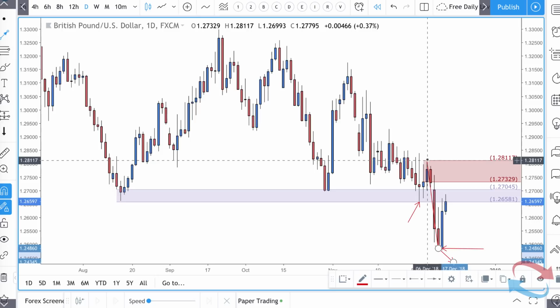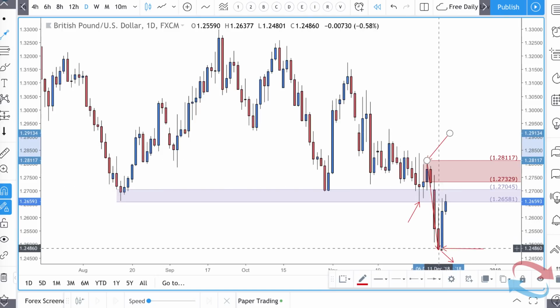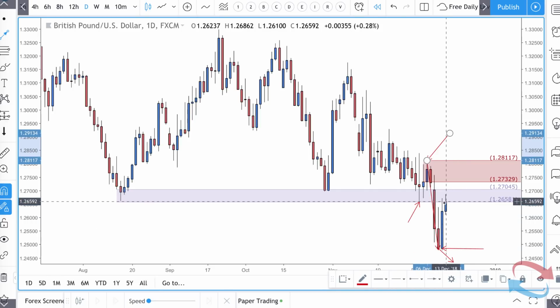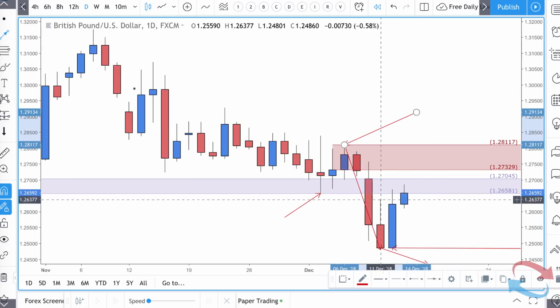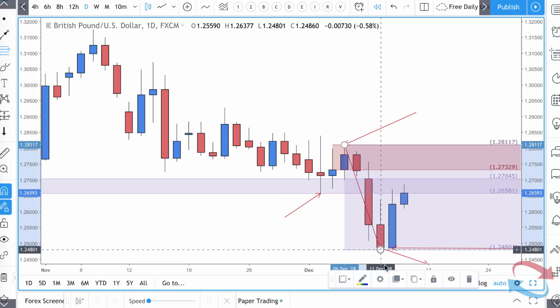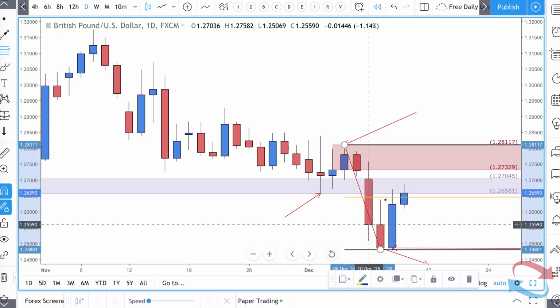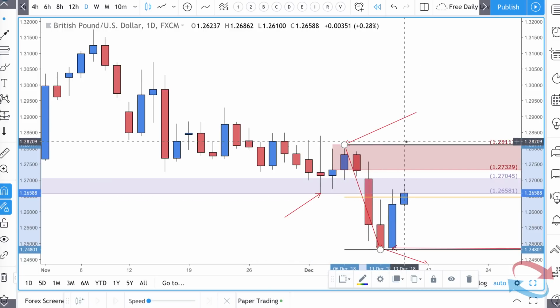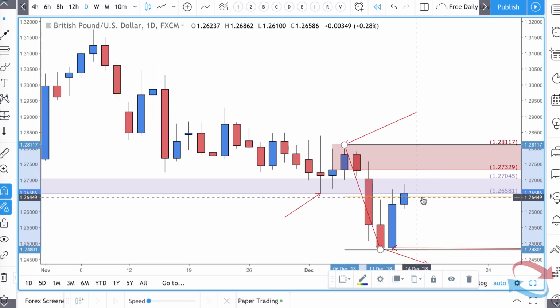So between this cheap level and this expensive area, where are we? We're somewhere between what would be known as fair value. Between that high and that low, we are now in the expensive area for the dollar, and in between that would be what we'd call fair value.